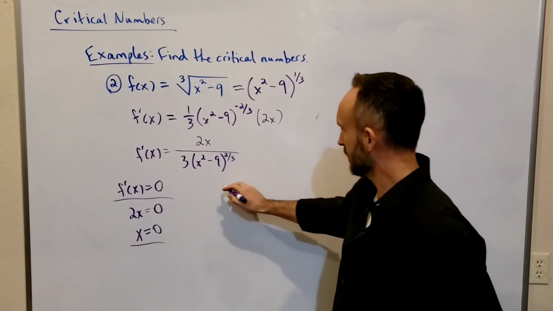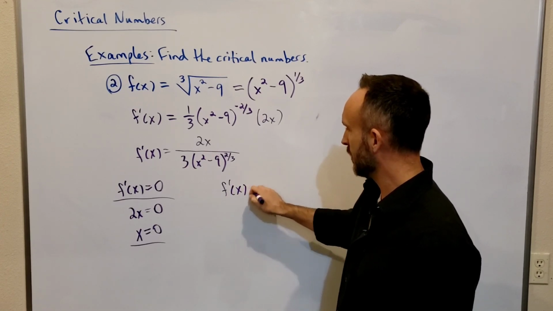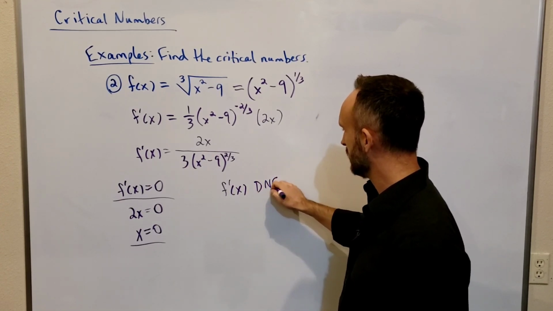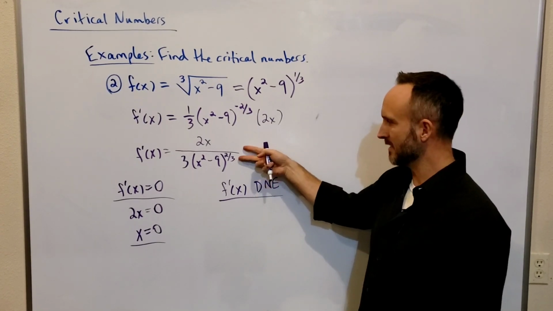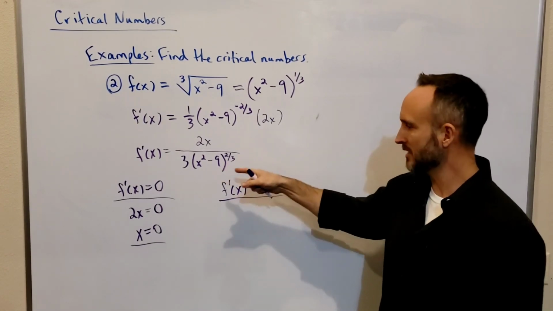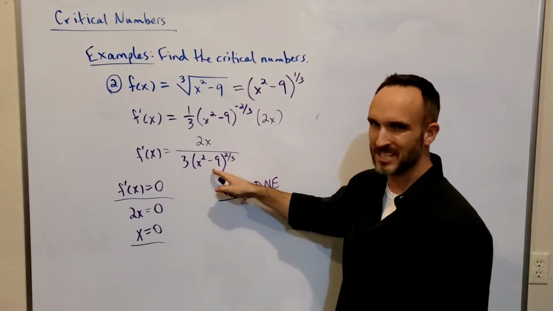Okay? Now let's look at, we always forget the second part, let's look at where f prime of x does not exist. So in other words, when will this fraction not exist? And when does a fraction not exist? Well, a fraction doesn't exist. It doesn't output anything if the denominator is 0.